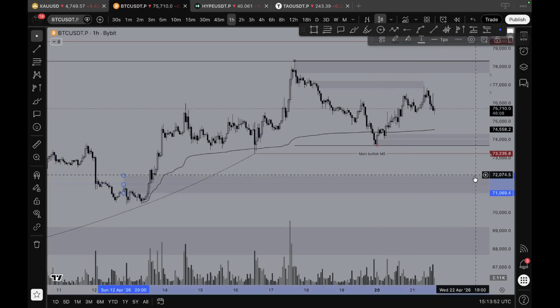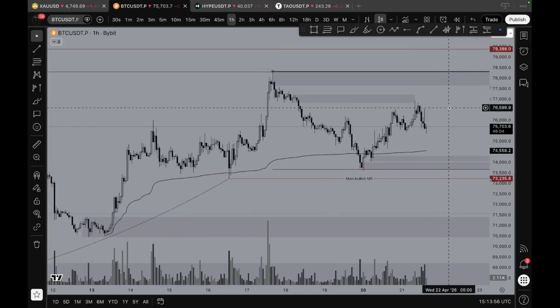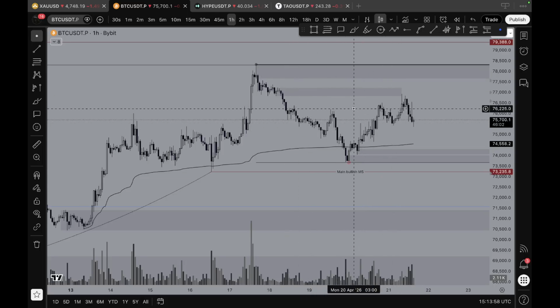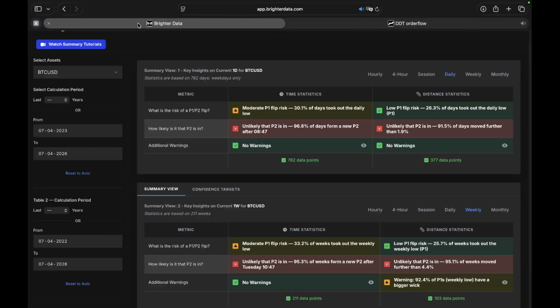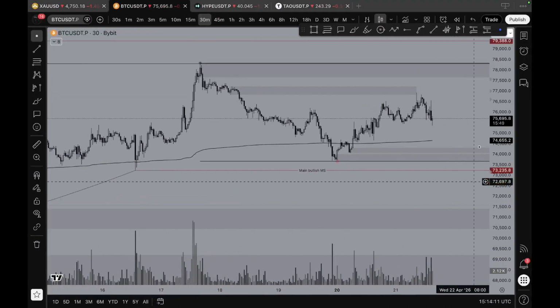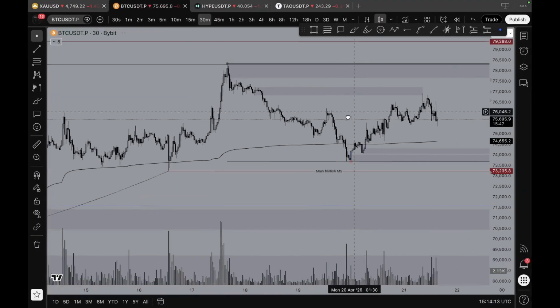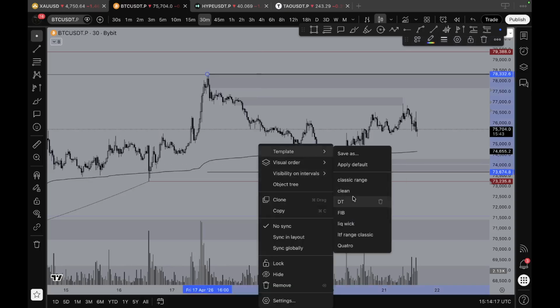Last week was one of the best weeks of trading, and this week is proving to be a good week again. Yesterday there was no trade for me. I watched Bitcoin and we created that bad weekly low, where we have a good chance of taking out the weekly low. As you can see here, 92% of the weekly lows have a bigger wick. So that is this low, and it is also the range low of the new range that I've pulled.